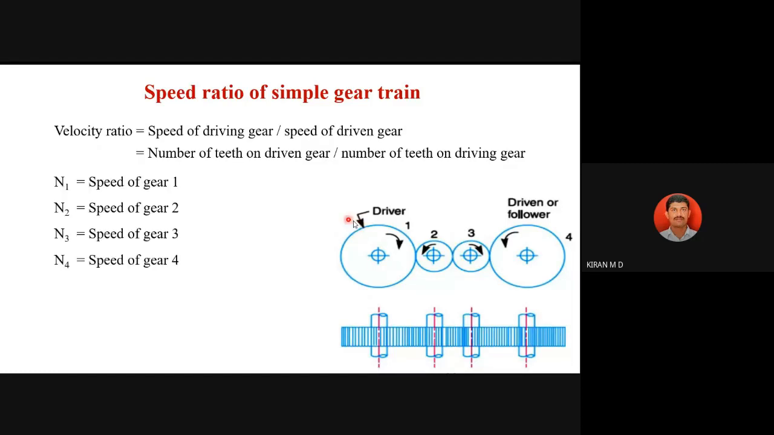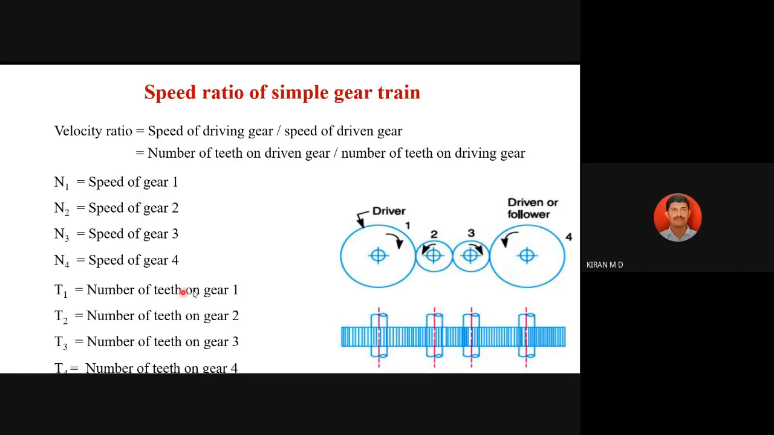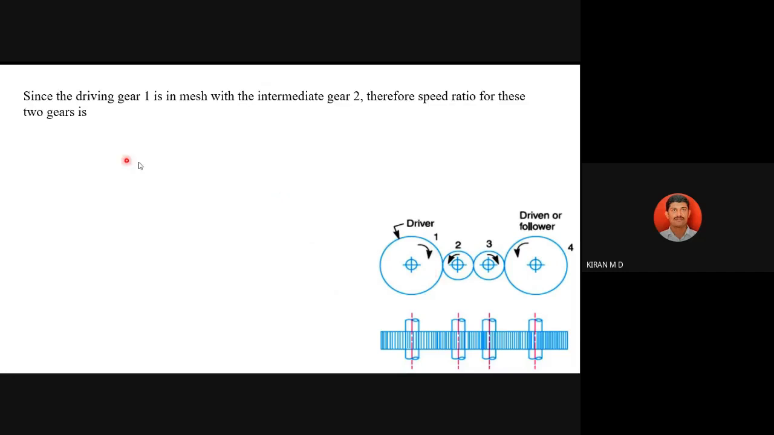From this gear train, N1 is the speed of gear 1, N2 is the speed of gear 2, N3 is the speed of gear 3, N4 is the speed of gear 4. Similarly, T1 is the number of teeth on gear 1, T2 on gear 2, T3 on gear 3, and T4 on gear 4. Since driving gear 1 is meshed with the intermediate gear 2, the speed ratio of these two gears is N1 by N2 is equal to T2 by T1.